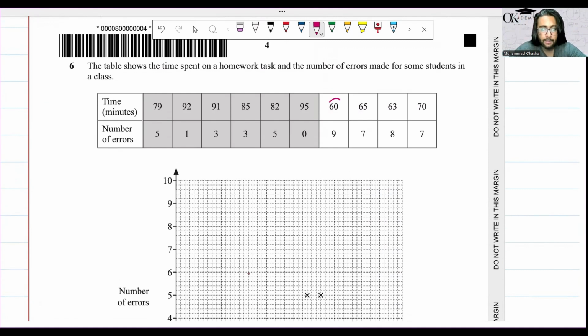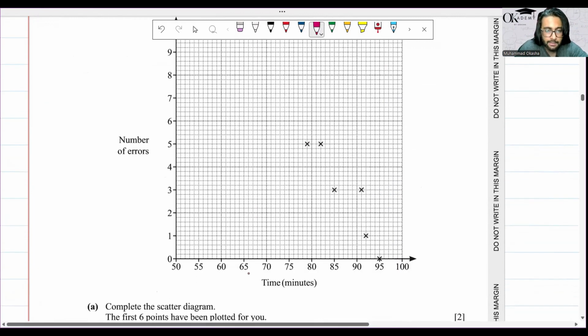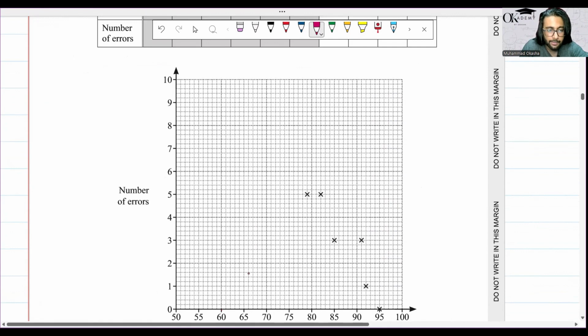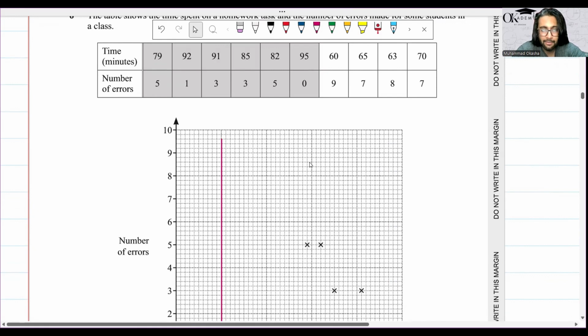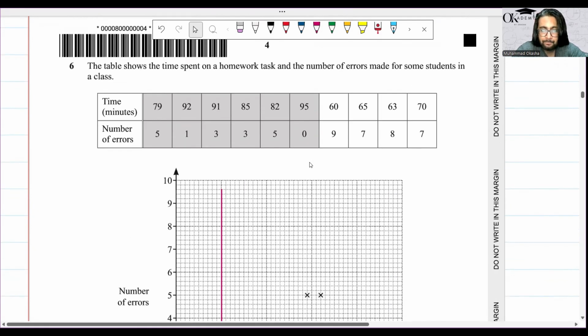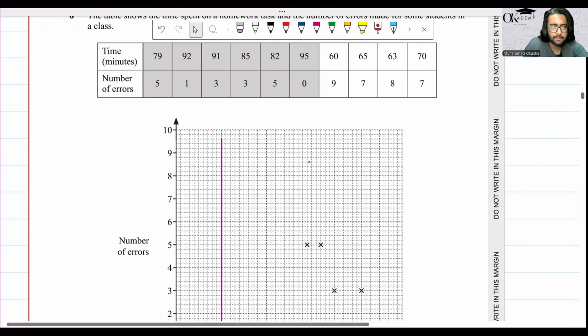So if you spend 60 minutes, the errors made will be 9 errors. So 60 minutes would be over here. I'm kind of meticulous about this, so I'll do it. I normally do it this way. I run a line through it, and where the lines intersect, I put my cross. That's kind of my way of doing it. 60 minutes and 9 errors. So here's 9. Here's mine. I'll put a cross over here and I take off these lines.